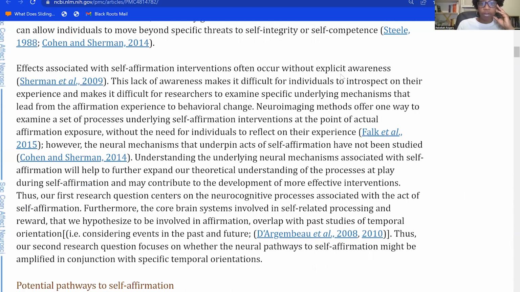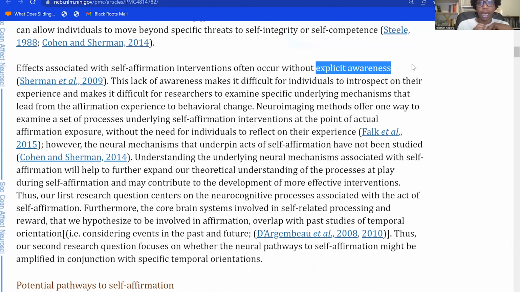Effects associated occur without explicit awareness. Okay, explicit awareness means explicit versus implicit. Implicit means you don't automatically know it, or it's inferred or implied, whereas explicit is directly stated. So explicit awareness is like they for sure are aware of it. They don't assume they're aware of it.